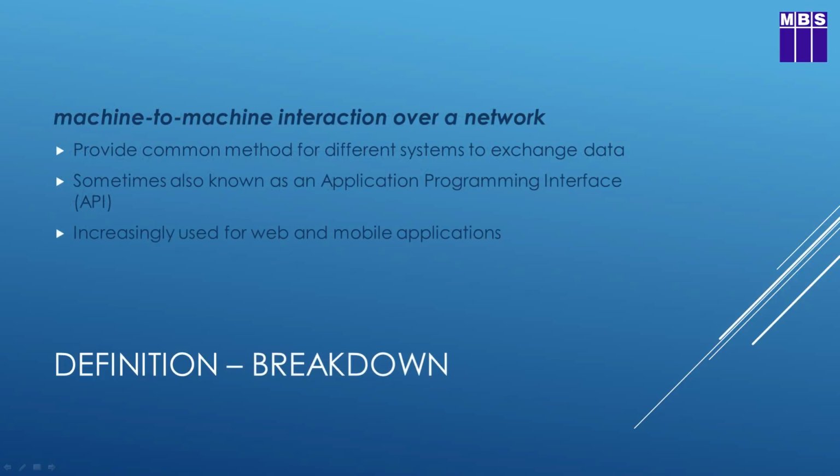The first one being that this definition refers to a machine-to-machine interaction over a network. And that's an important point to remember. Web services are about providing data from one machine to another machine. This isn't about providing data for humans to consume. It's for machine-to-machine interactions. So web services provide a common method for different systems to exchange data. They are also sometimes known as an Application Programming Interface or API, or sometimes a Web API. And they are very commonly used these days for web and mobile applications.